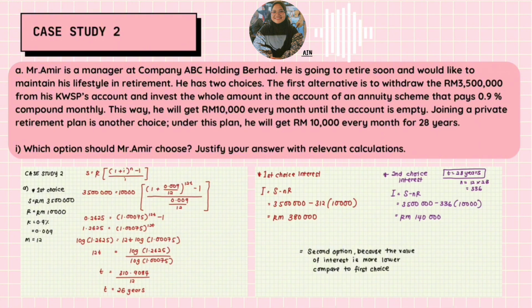Joining a private retirement plan is another choice. Under this plan, he will get 10,000 ringgit every month for 28 years. So, which option should Mr. Ahmed choose? Justify your answer with relevant calculation.